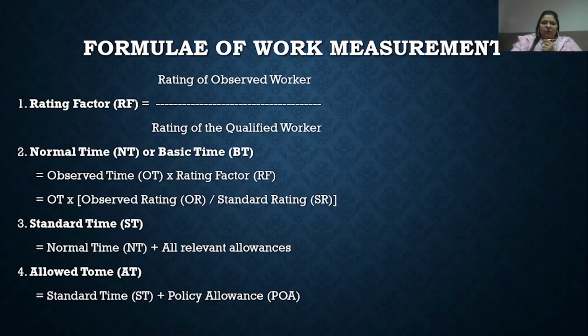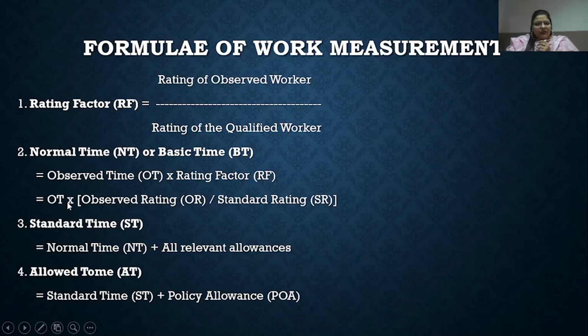Next are the formulas of work measurement. These are some formulas given on the screen. You can easily calculate your rating factors or the time required by a single worker. Number one is the rating factor, or you can say the performance rating factor. It is calculated through the rating of the observed worker divided by the rating of the qualified worker. Second is normal time or basic time. Normal time or basic time is calculated by observed time multiplied by rating factor.